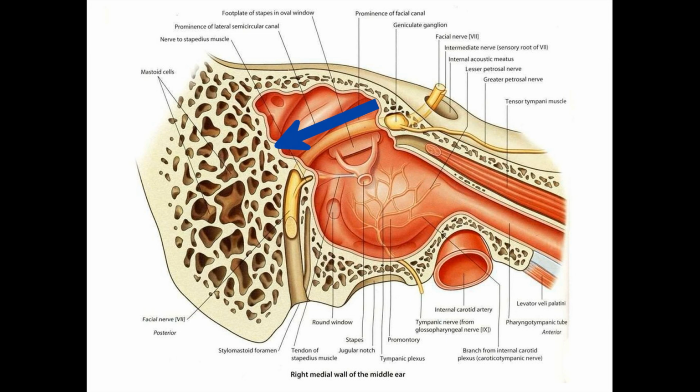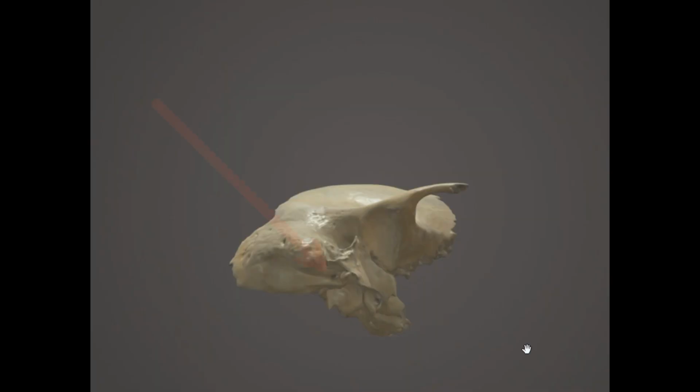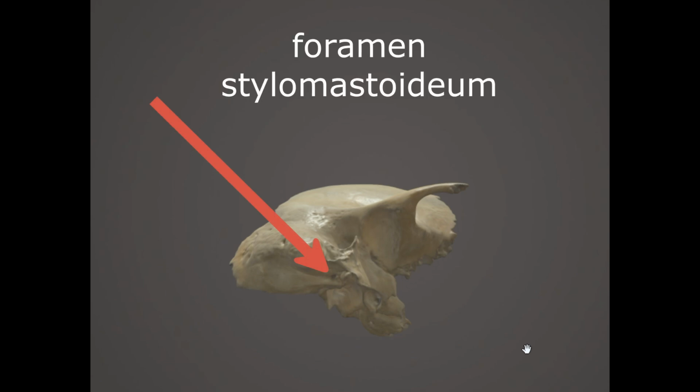The canal then continues horizontally along the axis of the petrous part towards its base, where it bends downward, curves around the tympanic cavity, and opens on the inferior surface of the temporal bone through the stylomastoid foramen, foramen stylomastoideum.